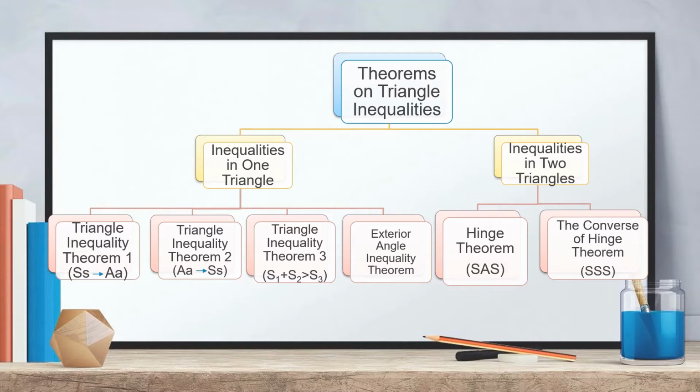And under inequalities in two triangles, we have hinge theorem, or this is what we call SAS inequality theorem. And also, we have the converse of hinge theorem, or ito yung tinatawag natin na SSS inequality theorem.